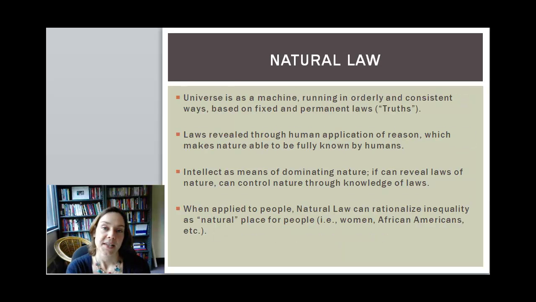Okay. So the second aspect of classical liberal ideology is natural law. Natural law is related to faith and reason in the sense that the big truths with a capital T that are out there, those are natural laws. And so it's through the application of your intellect that you reveal these natural laws and are able to understand them. But the basic logic with classical liberalism is this idea that the universe is very organized, very orderly, consistent. It basically works like a machine would work, based on these permanent or fixed truths. So intellect, from this standpoint, is basically a way of dominating nature. You use your intellect to understand these laws so that you can manipulate or control them.